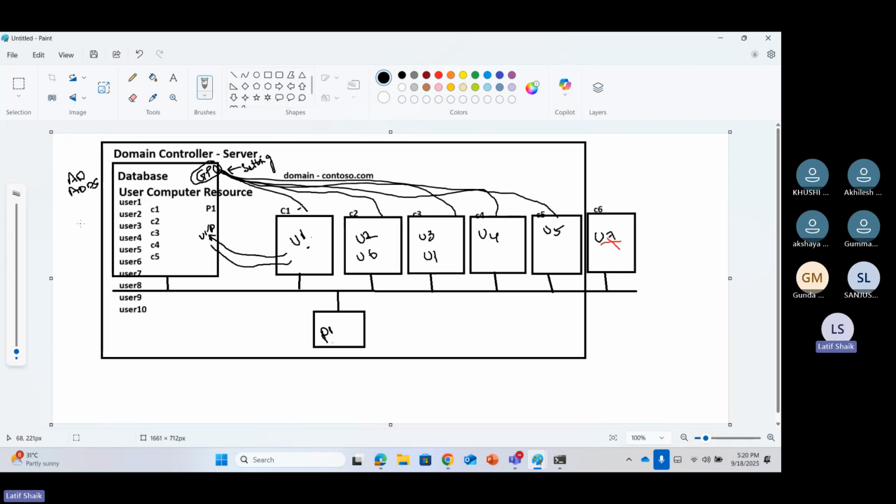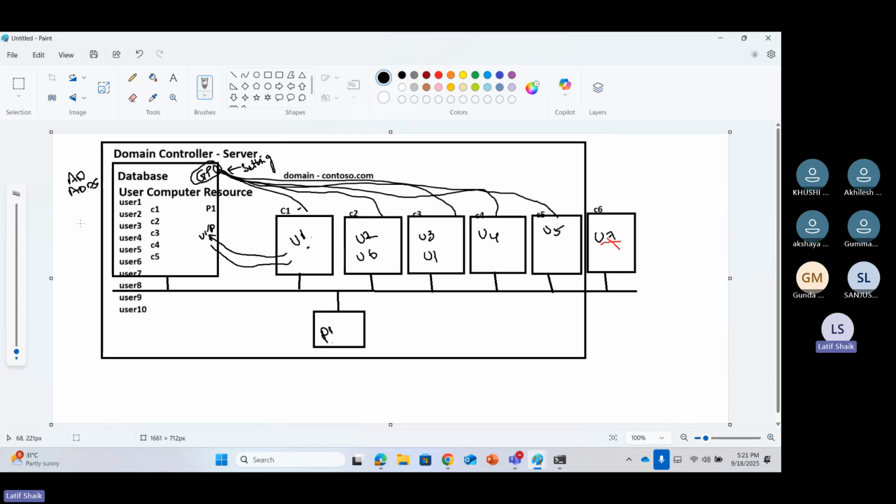In this domain controller, we have a directory database where you add users, groups, and computers information. Whenever these users log in, the domain controller authenticates that user. That is the server's duty. Then what is the domain? A domain is a logical administrative boundary of users and computers. So Active Directory is a directory service running in the domain controller.